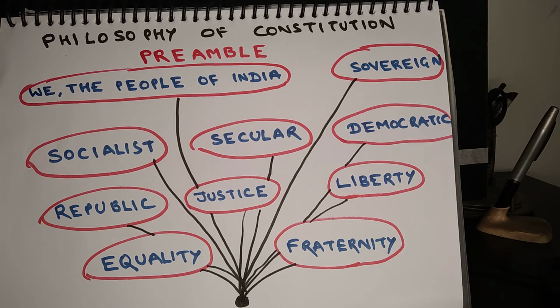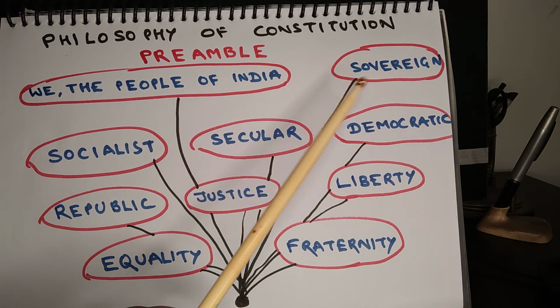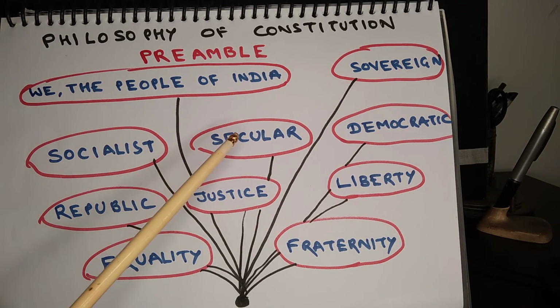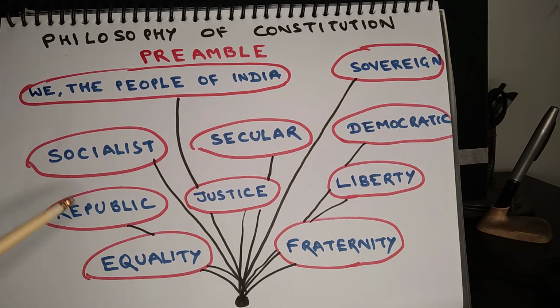The philosophy of Constitution is written in the Preamble of the Constitution, which is a long statement and gives a bird's eye view of the Constitution of India. The Preamble contains certain keywords, and these are: we, the people of India, sovereign, socialist, secular, democratic, republic, justice, liberty, equality, and fraternity. So let us try to understand the meaning of these keywords one by one.